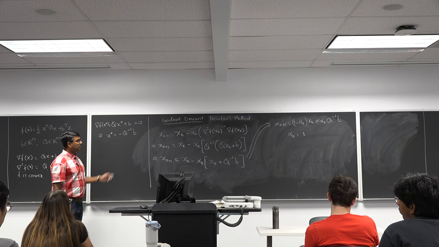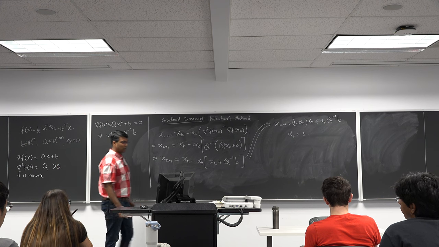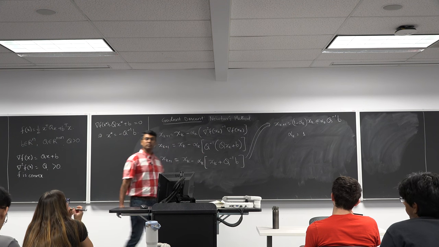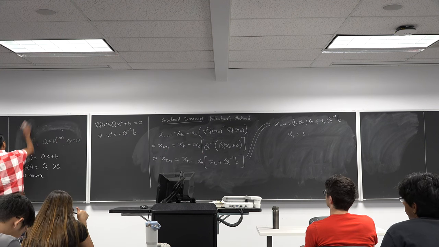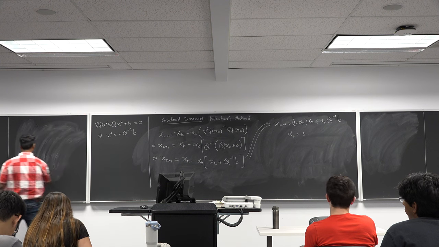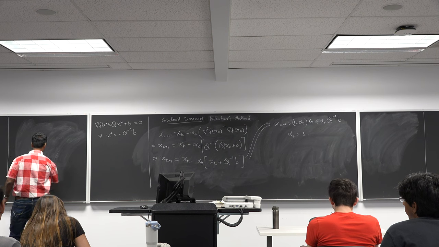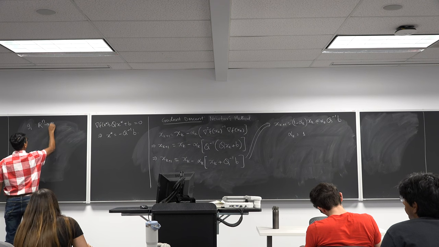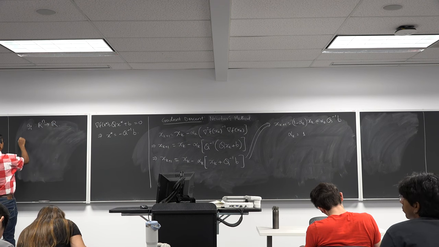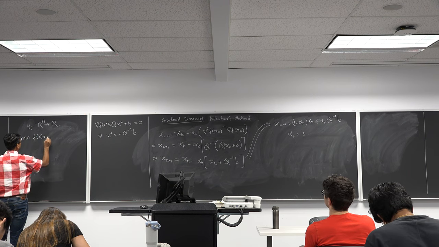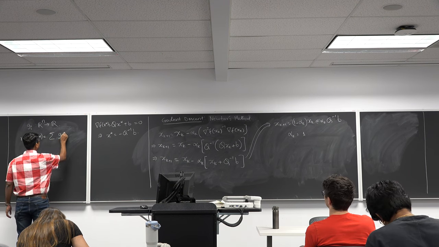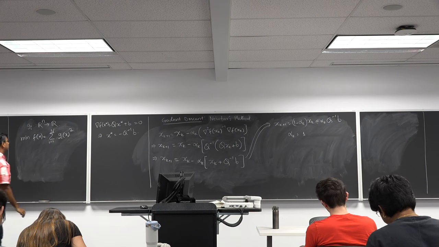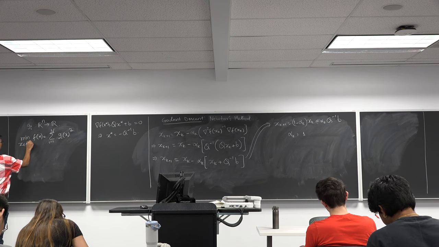So that concludes the examples. Now I want to move on to the least squares problem. Any question on this before I erase everything on the board? No? Perfect. So I have a least squares problem. What is the least squares problem? I have gi that maps Rn to R, and I want to minimize f of x equals the summation of gi of x squared, i equals 1 to capital N, over x in Rn.